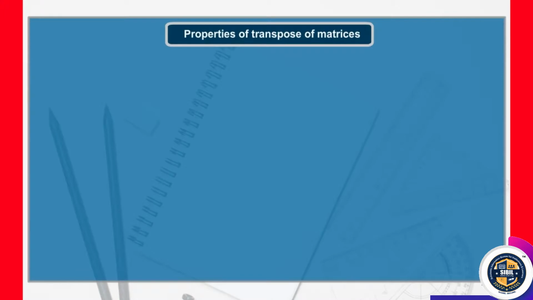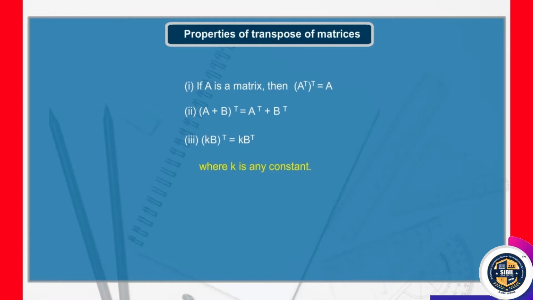Properties of transpose of matrices. First, if A is a matrix, then the double transpose of A is equal to A itself. Second, A plus B whole transpose is equal to A transpose plus B transpose. Third, K times A whole transpose is equal to K times A transpose, where K is any constant.